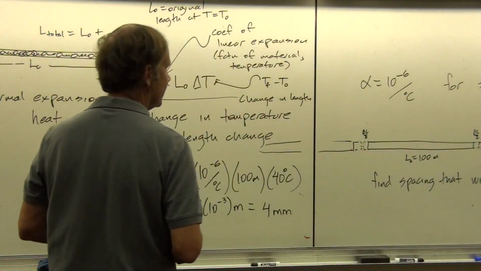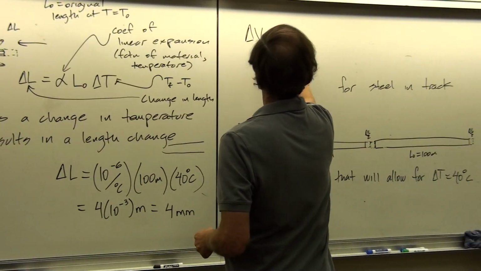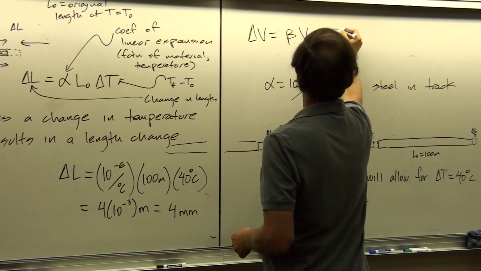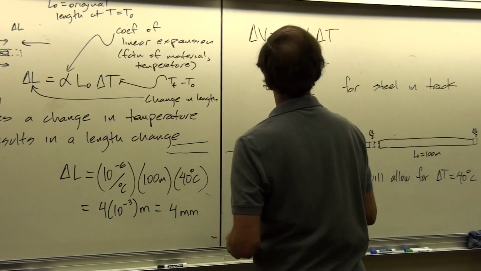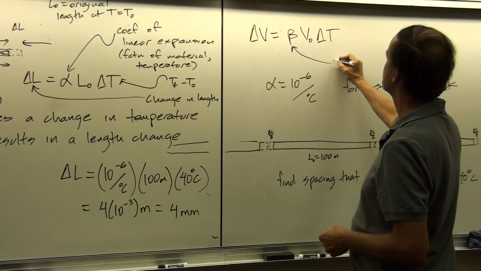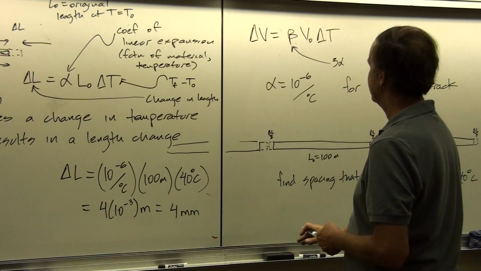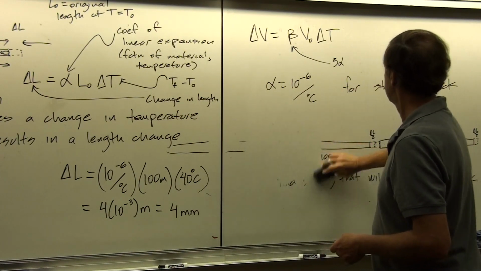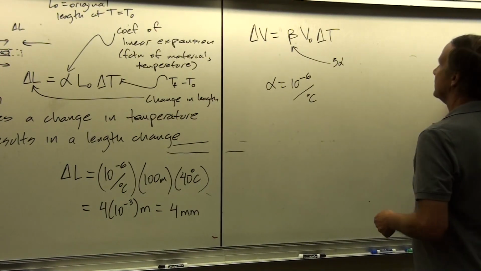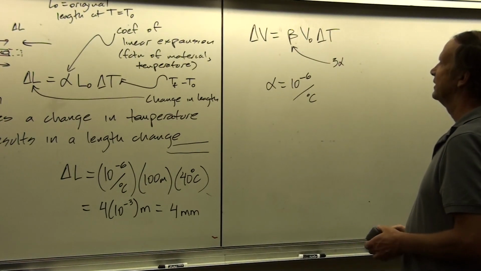So if we're talking about volume expansion, that's equal to beta times V naught times delta T, where beta, if it's what we call a well-behaved homogeneous isotropic substance, beta is equal to 3 alpha. Okay, so then this is the change in the volume of an object that is a three-dimensional object, rather than talking about a change in the length.